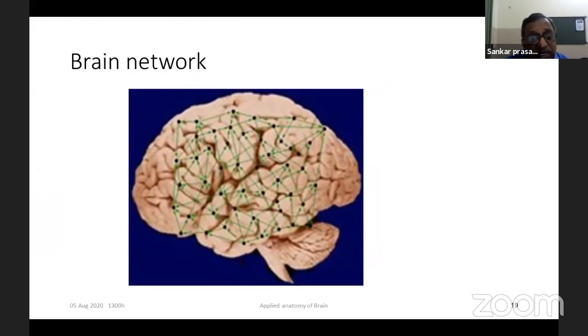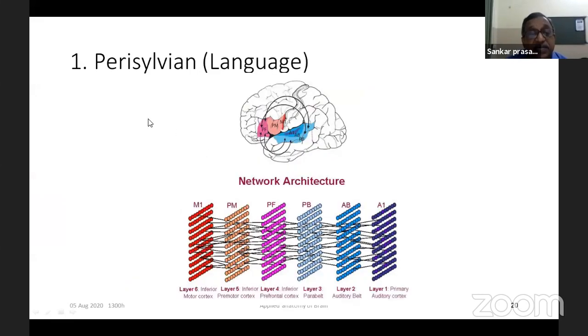I'll just show you the networks, but I will not talk much about them. Each area of the brain is connected to other areas. If damage is there in one area, the result may be perceived in other areas also. This is the perisylvian language network, which we will discuss in detail later. You see that Wernicke's area is connected to Broca's area by the arcuate fasciculus.